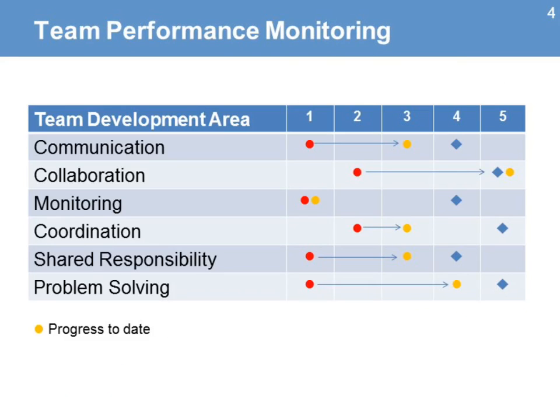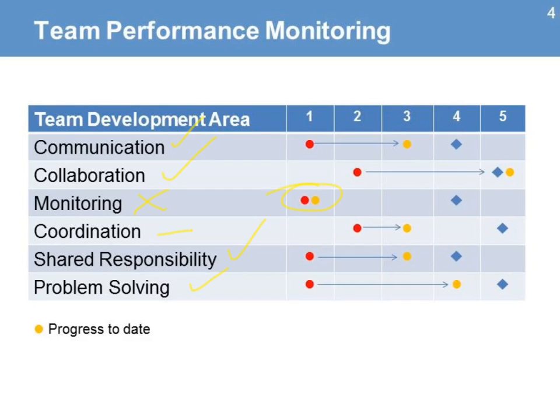The project manager will use the chart developed during the early stages of team development to measure how the different performance goals have changed since the last performance review. In this example, the team has made good progress on communication, collaboration, shared responsibility, and problem solving. Little progress was made on coordination, and no progress was made on monitoring.